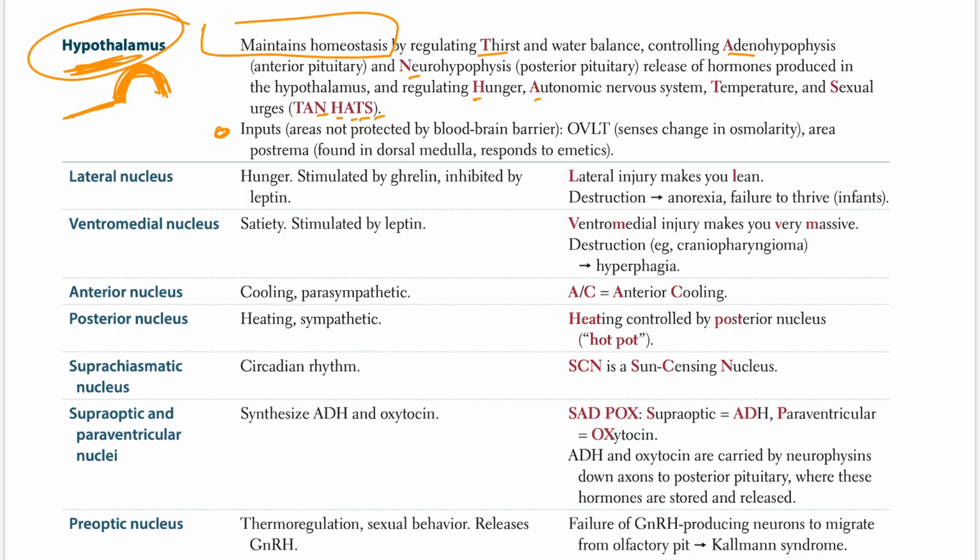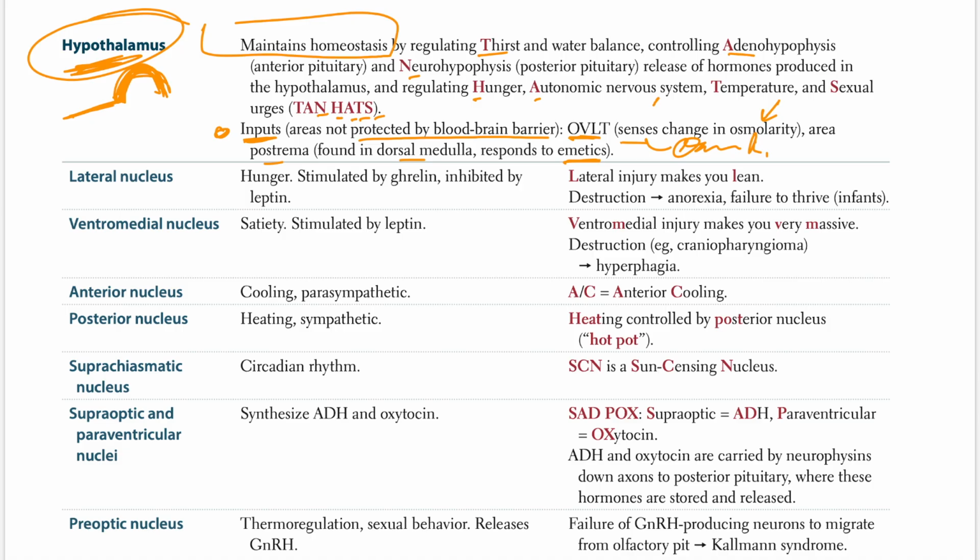What are the inputs to the hypothalamus? These areas are not protected by the BBB. We talked about it. Inputs, not protected by BBB. The OVLT senses the osmolality because it has the osmoreceptors. The area postrema, which is found in the dorsal medulla, responds to emetics, right?